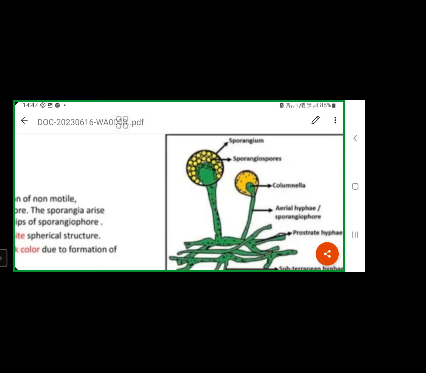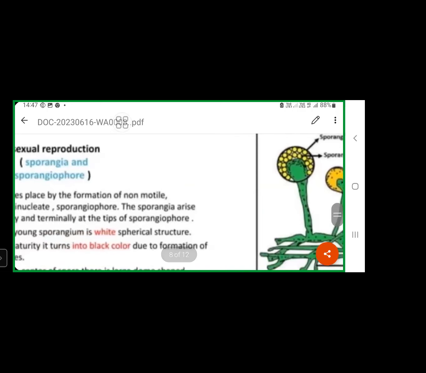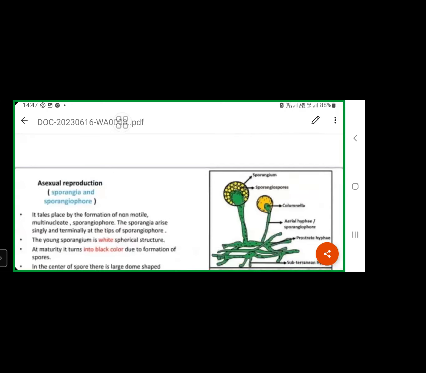Later, inside this sporangium, the cell contents are differentiated, which means the cell contents are divided into small pieces. That means one nucleus and some amount of cytoplasm is differentiated into one spore. Like that, many spores are formed in the sporangium. Like this, many spores are produced inside this sporangium. These spores are developed well.